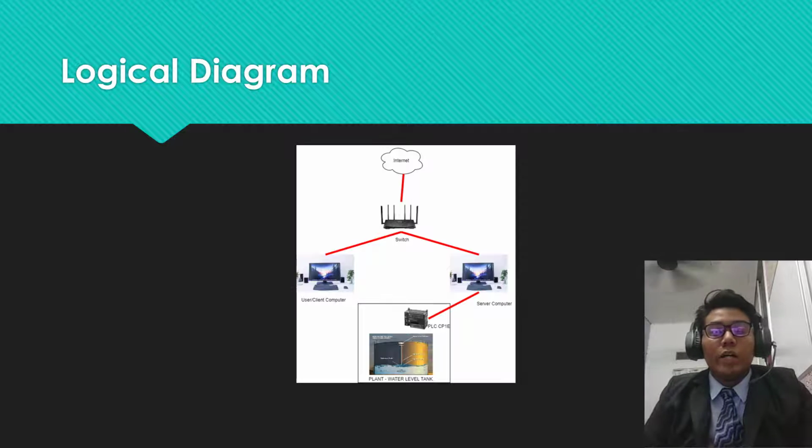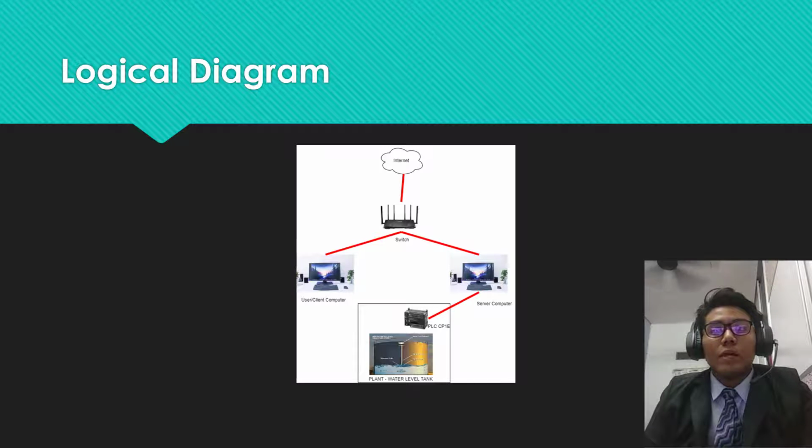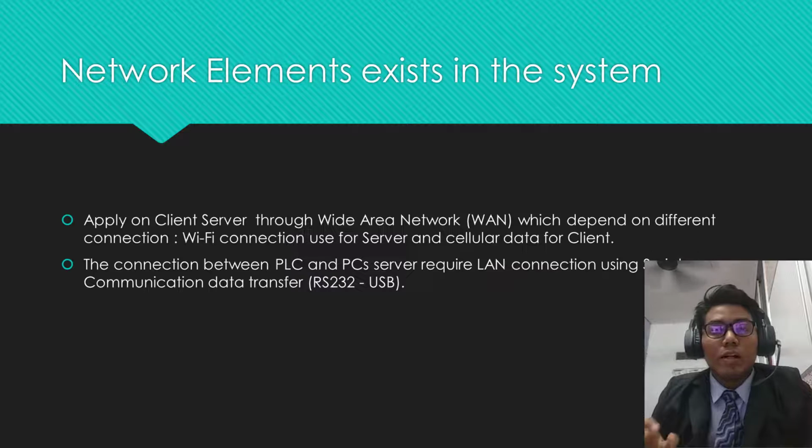Next, for the logical diagram, we will explain how this works. Firstly, we start with the local area network, where we try the client computer and the server computer on localhost first, connecting to each other. Then we connect the system through the internet, so that a user far away from the plant location can easily use this system. We implement the TeamViewer software so that they can use the remote desktop to control and monitor the SCADA system on the client computer. The example application I have developed for the plant site is a water level tank system.